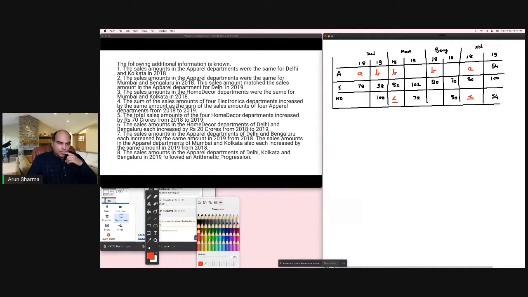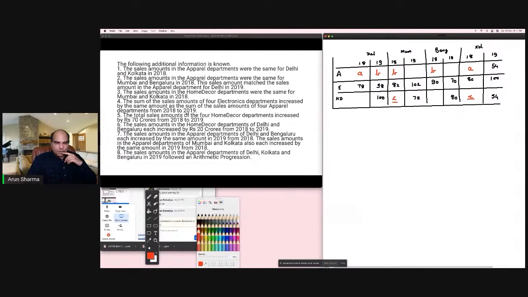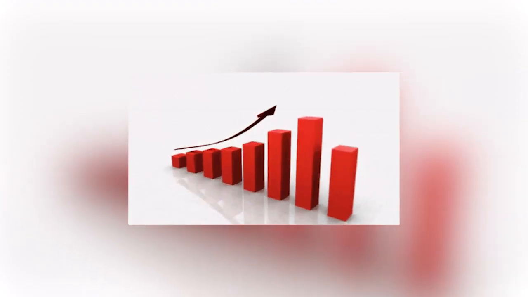The fourth one: the sum of the sales amounts of 4 electronics department increased by the same amount as the sum of the sales amount of the 4 apparel department from 18 to 19. So electronic department का sum कितना इंक्रीज किया है, उसके लिए तुम 2 चीज कर सकते हो. एक है कि ये चारों का सम निकालो, 1 2 3 4, sum of electronics department 2018, and then you look at the sum of the electronics department 2019 like this, and try to find out how much it has increased.